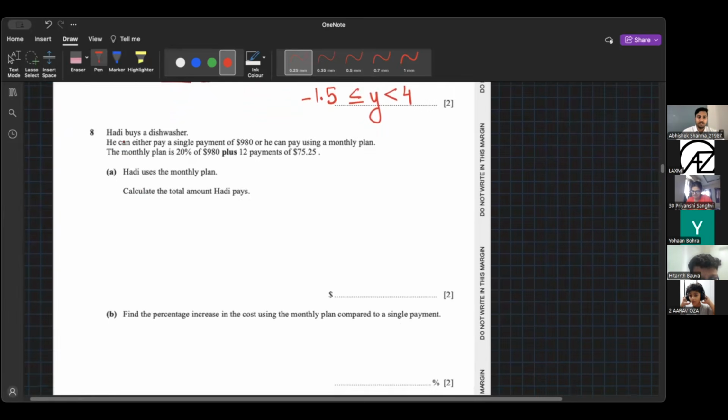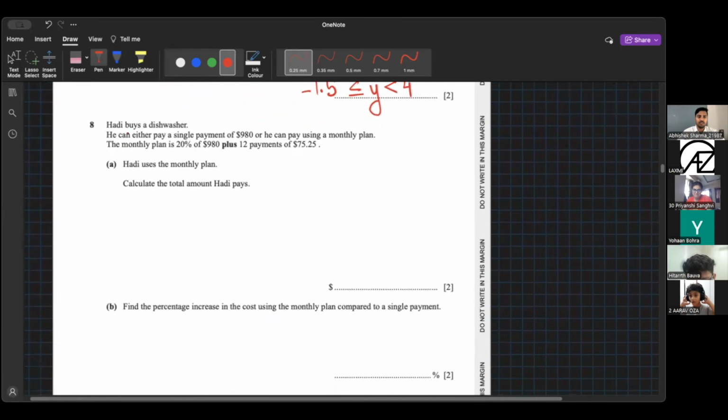Question number 8, it says Hadi buys a dishwasher. He can either pay a single payment of 980 or he can pay using the monthly plan. So this is the case of hire purchase. The monthly plan is 20% of 980 plus 12 payments of 75.25. Hadi uses the monthly plan, calculate the total amount Hadi pays.